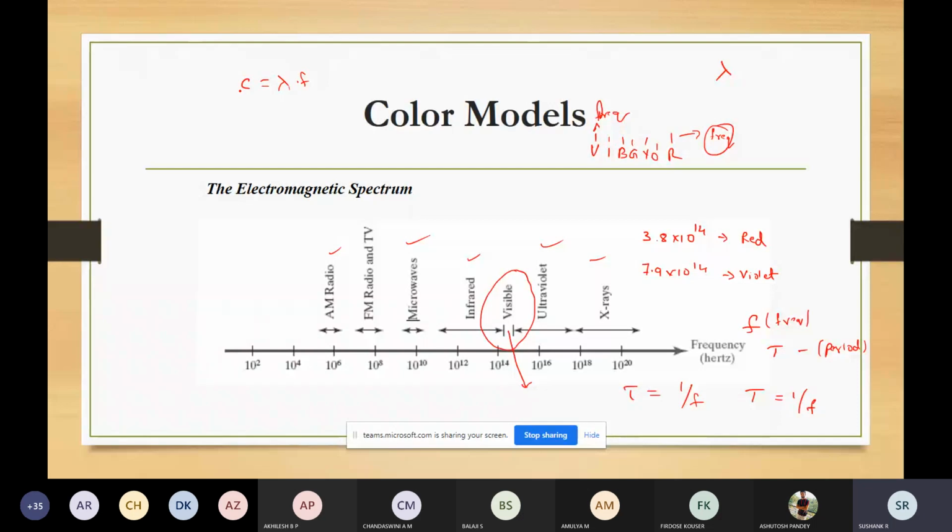So these are some of the basics from the physics point of view. You know that c means the speed of light, which is 3 into 10 power 8 meters per second.